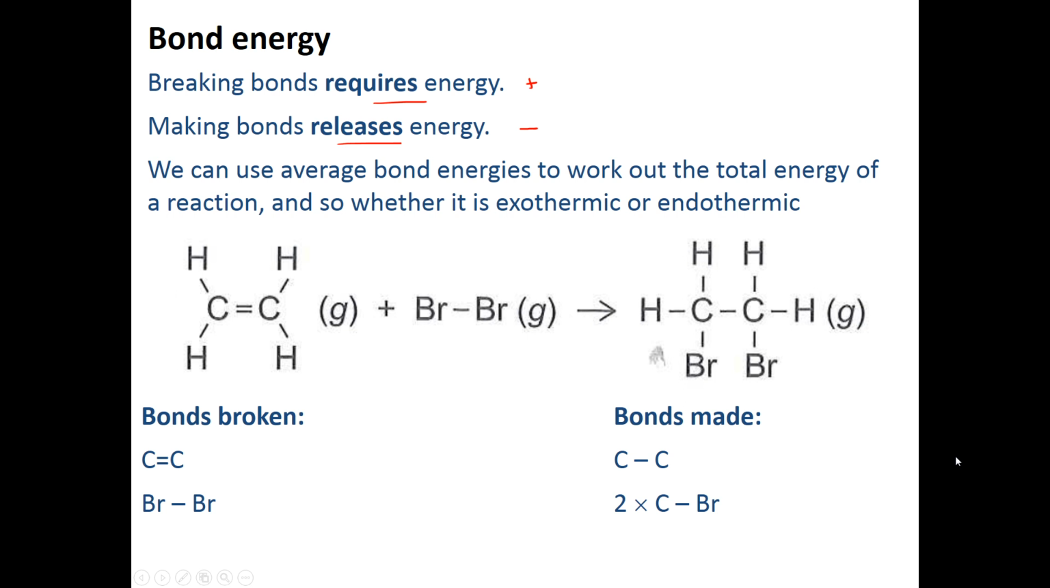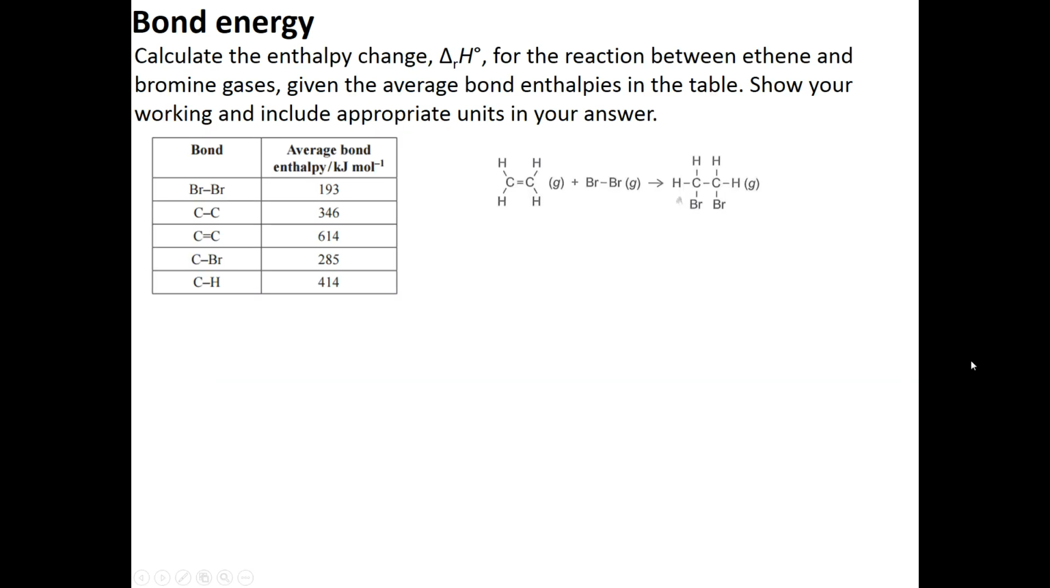So let's look at this problem in a little bit more detail. The first thing you do is you identify the bonds being broken. So you've got your carbon-carbon double bond, and that is a value of 614. Then you've also got the Br-Br single bond, and that has a value of 193. So you've got two bonds being broken, although you could break all four CH bonds as well.